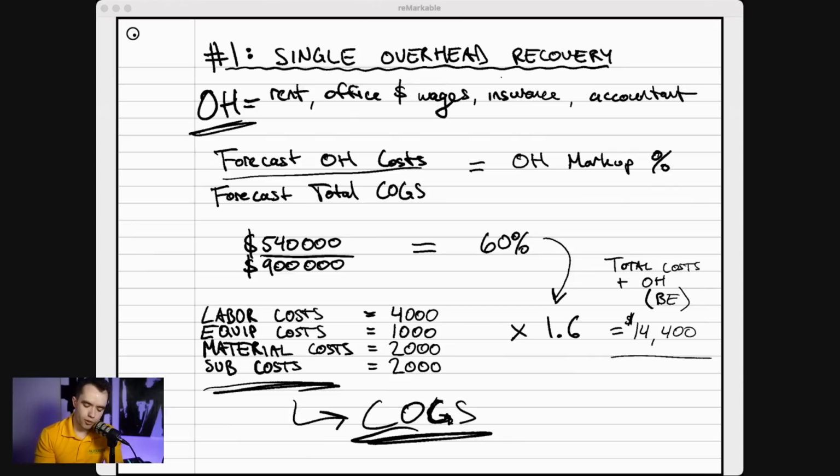What we're going to do is forecast the amount of overhead costs for the whole year, for example. You could do it by month or quarterly, but typically people do this for the whole year. Then you divide that by the forecasted total amount of cost of goods sold.